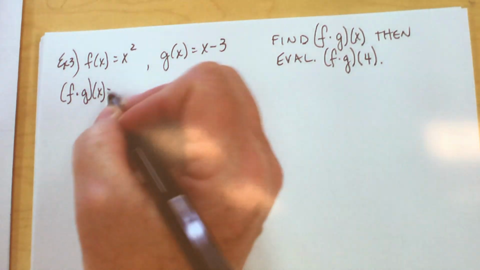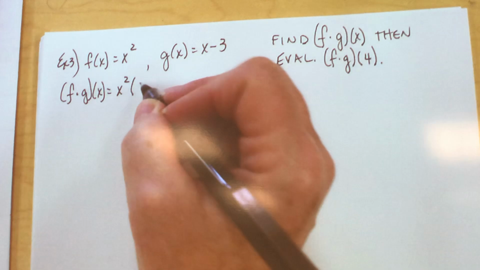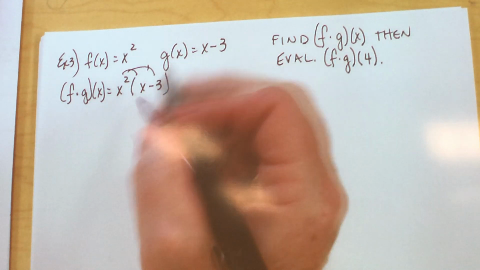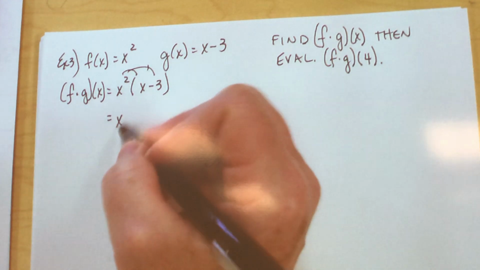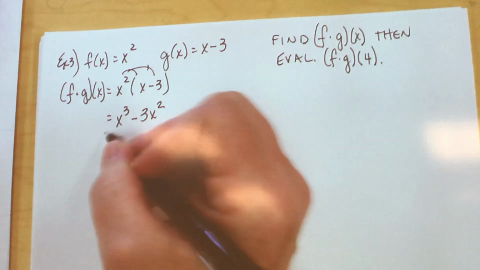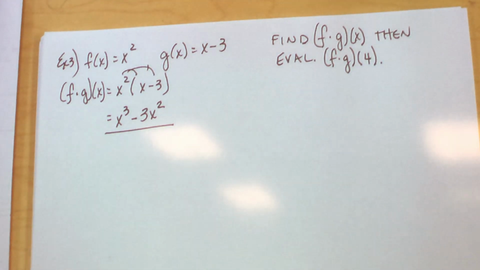What property am I going to use? Distributive. So what's x squared times x? x to the third. And x squared times negative 3? Negative 3x squared. So this is f times g of x.